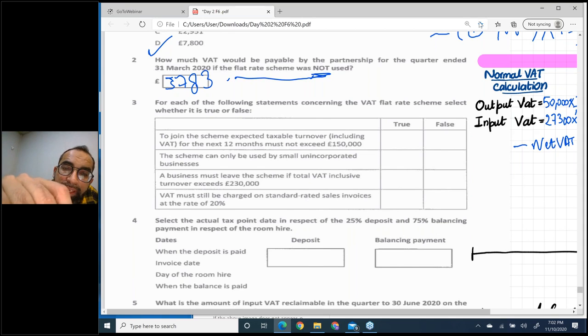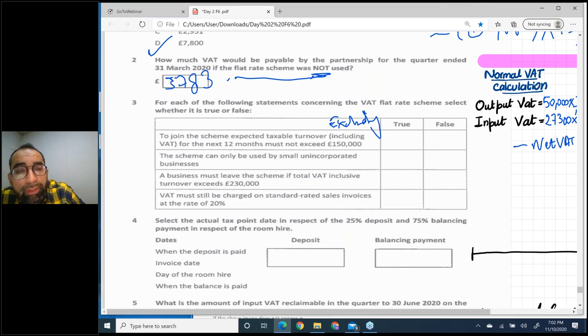To join the scheme, expected taxable turnover, yes, it's 150,000, must not exceed. But what is written, including VAT? No, it's excluding VAT. This 150,000 limit is correct, but the real law says that this taxable turnover must be excluding VAT. So that's why this point number one is false, just because of the including and excluding mistake.